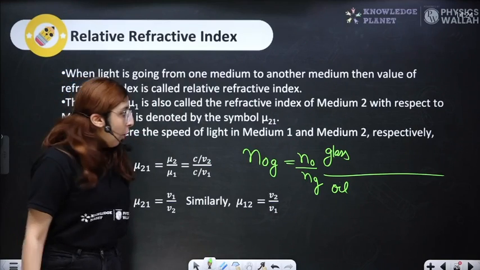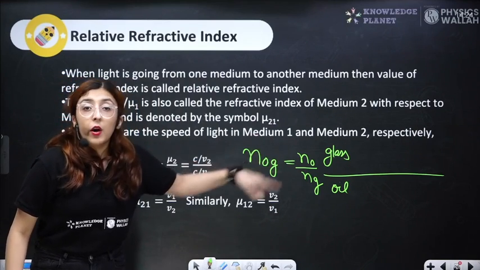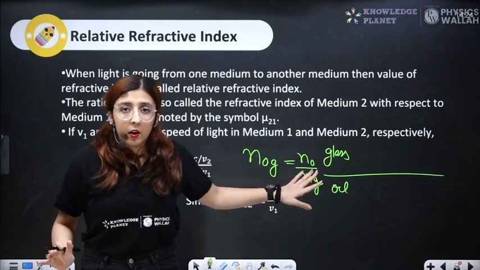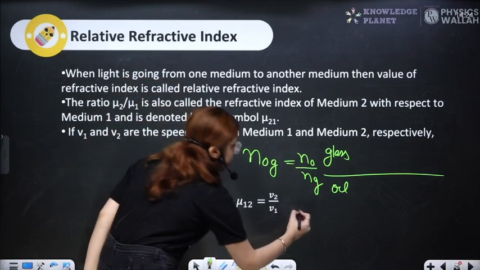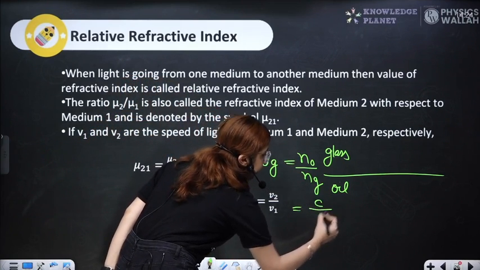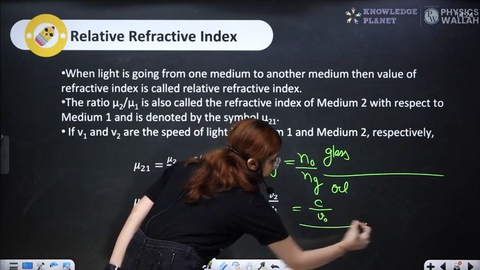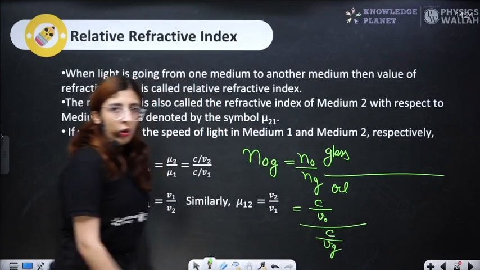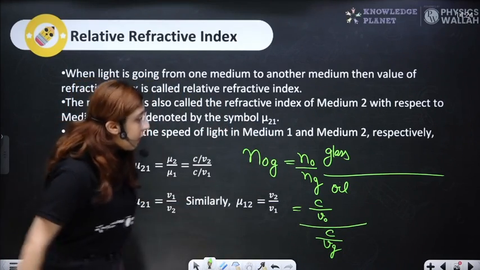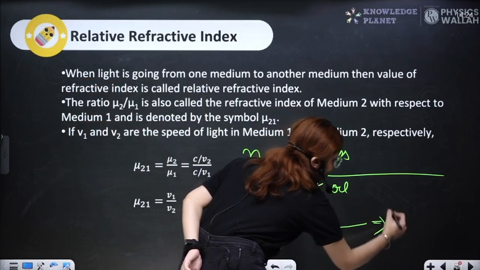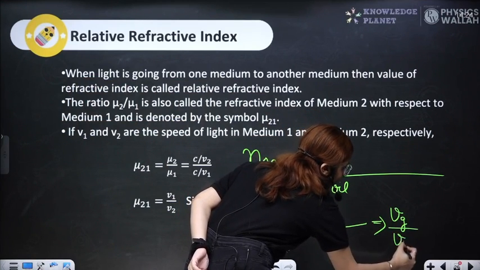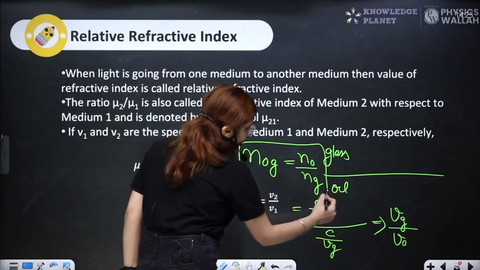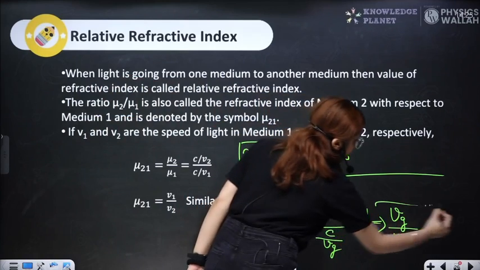Okay, now for refractive index of oil, you will take up the general case of absolute refractive index. Yeah, speed. So, ratio of the speed: speed of light in air by speed of light in oil. Similarly, speed of light in air by speed of light in glass. Now after solving this, you are going to get the ratio as speed of light in glass by speed of light in oil. So either in numerical you can use this formula or you can use this formula.